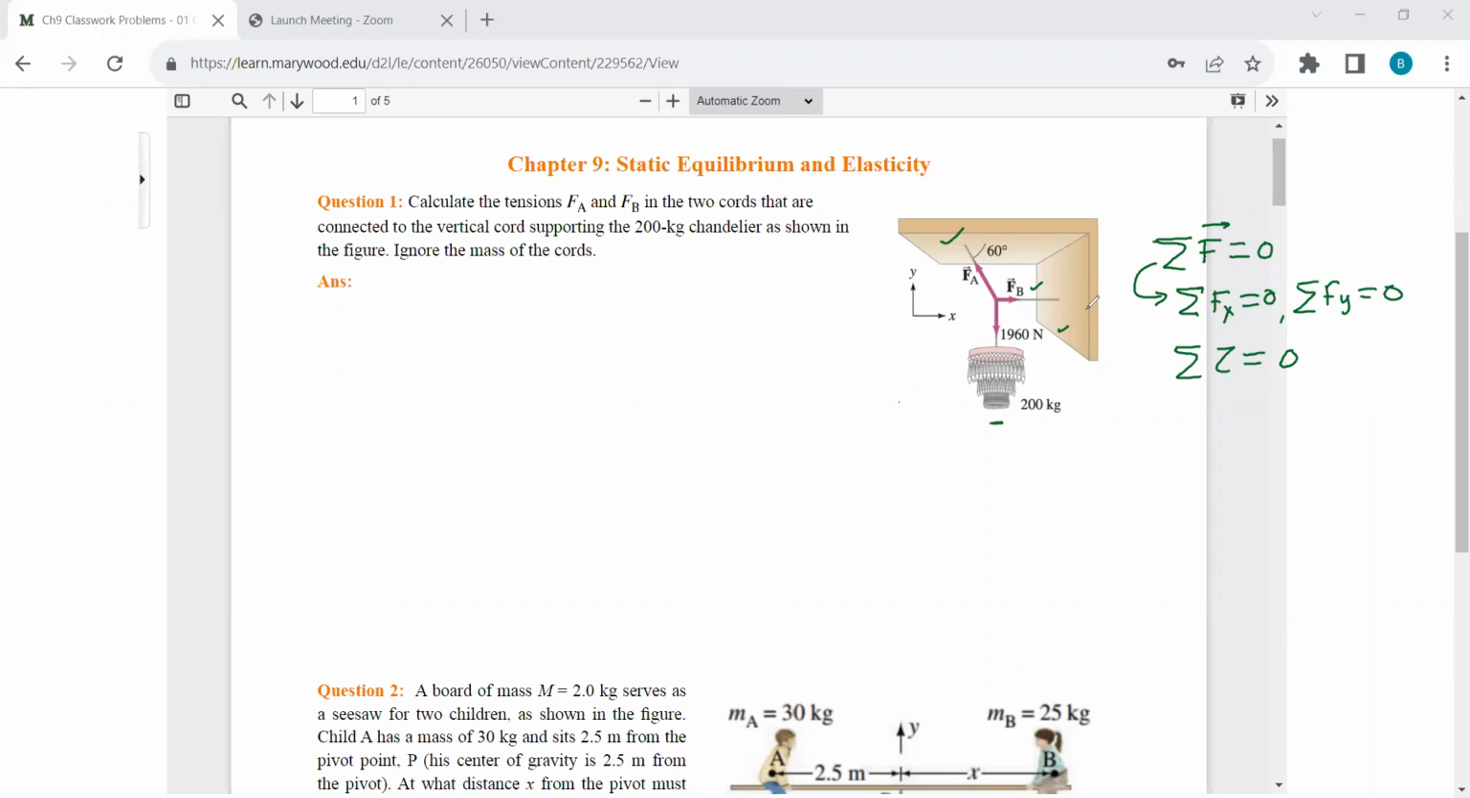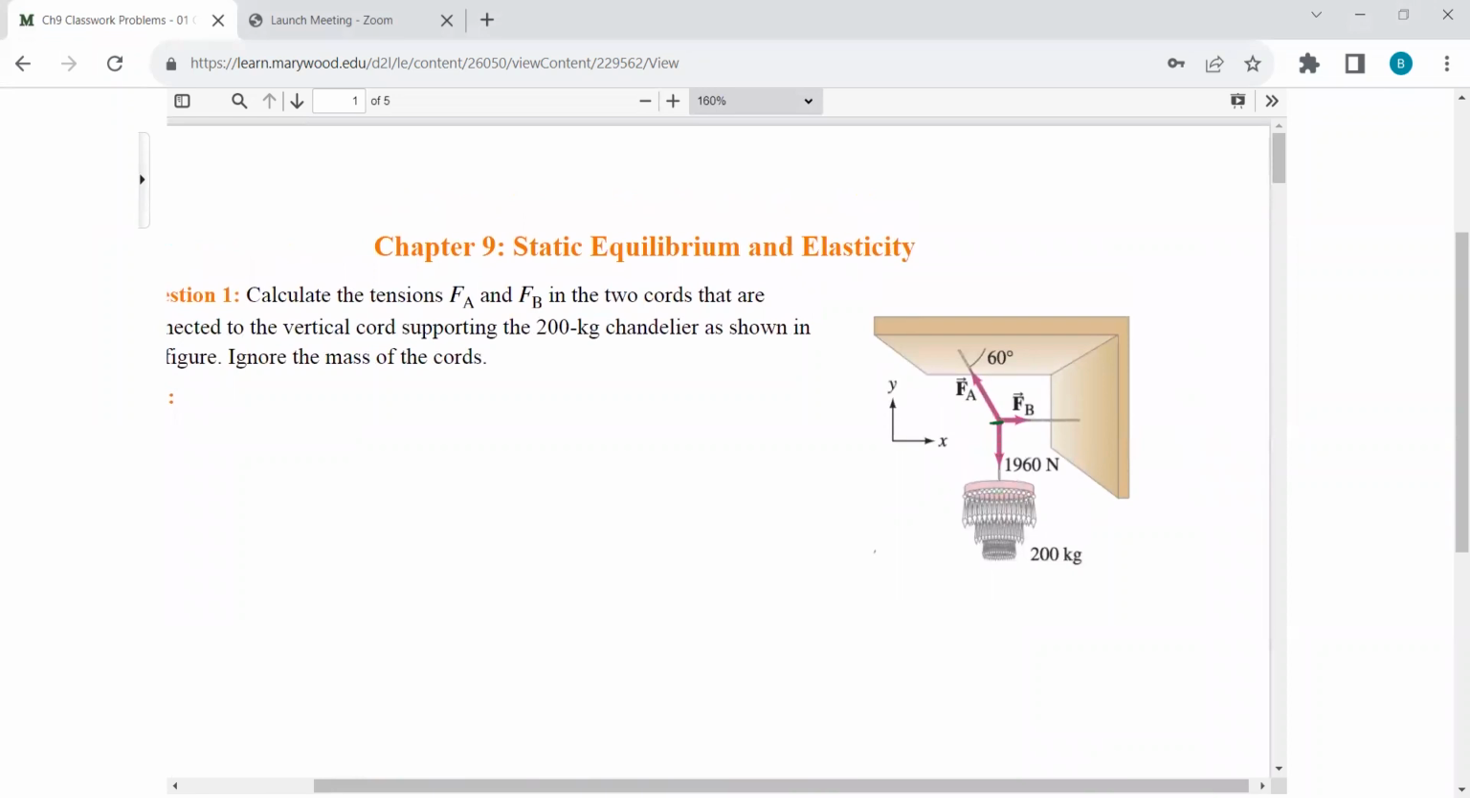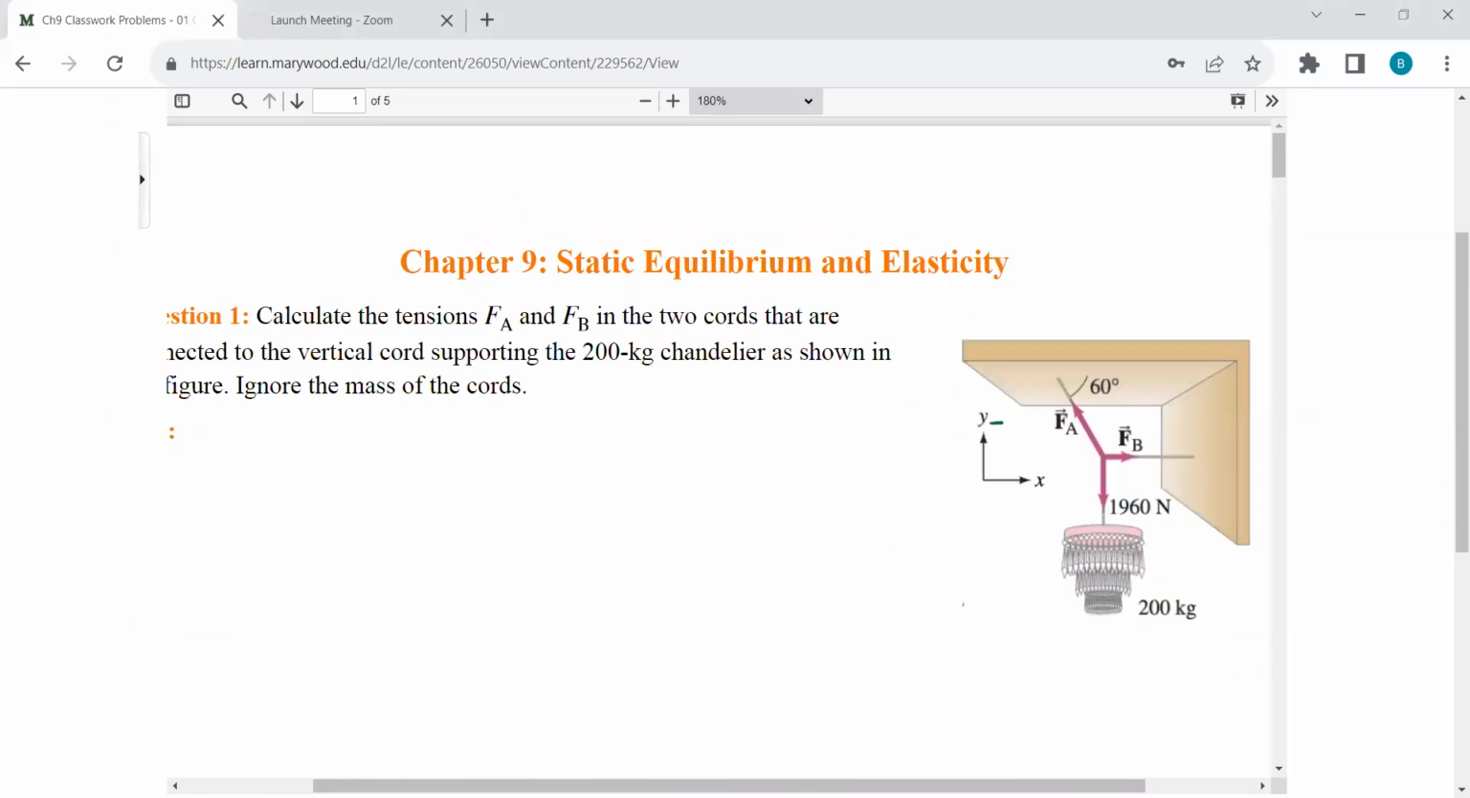Okay, but the problem is FA is neither along the x nor y-axis. So how to then solve this problem? So solving this problem is easy. We already know how to break a vector, right? So we can break this vector and then use this in our equations. Okay, so to do that, let me make it a little big. Okay, all right, so here we have this. Now let's break this vector into its components. I mean, break FA into its components.